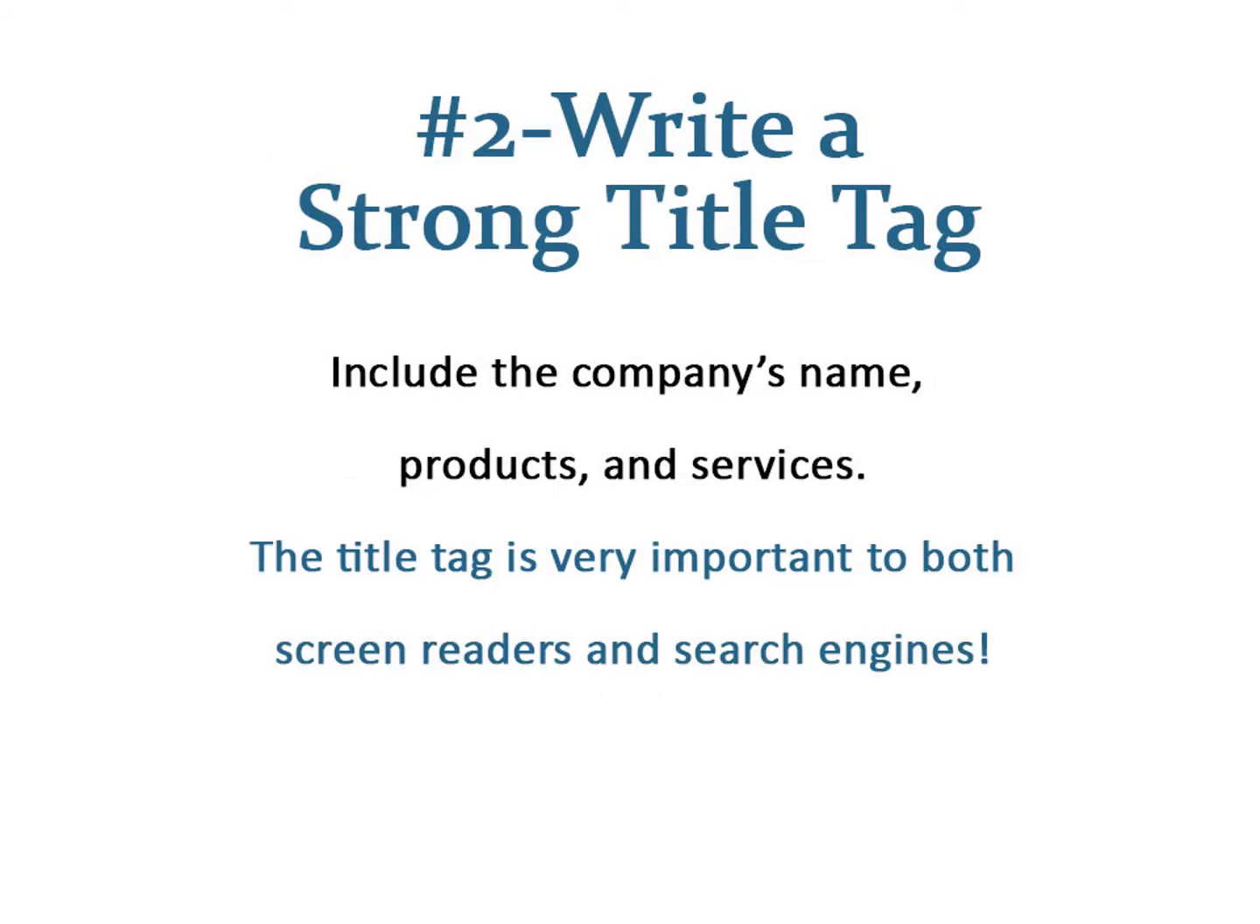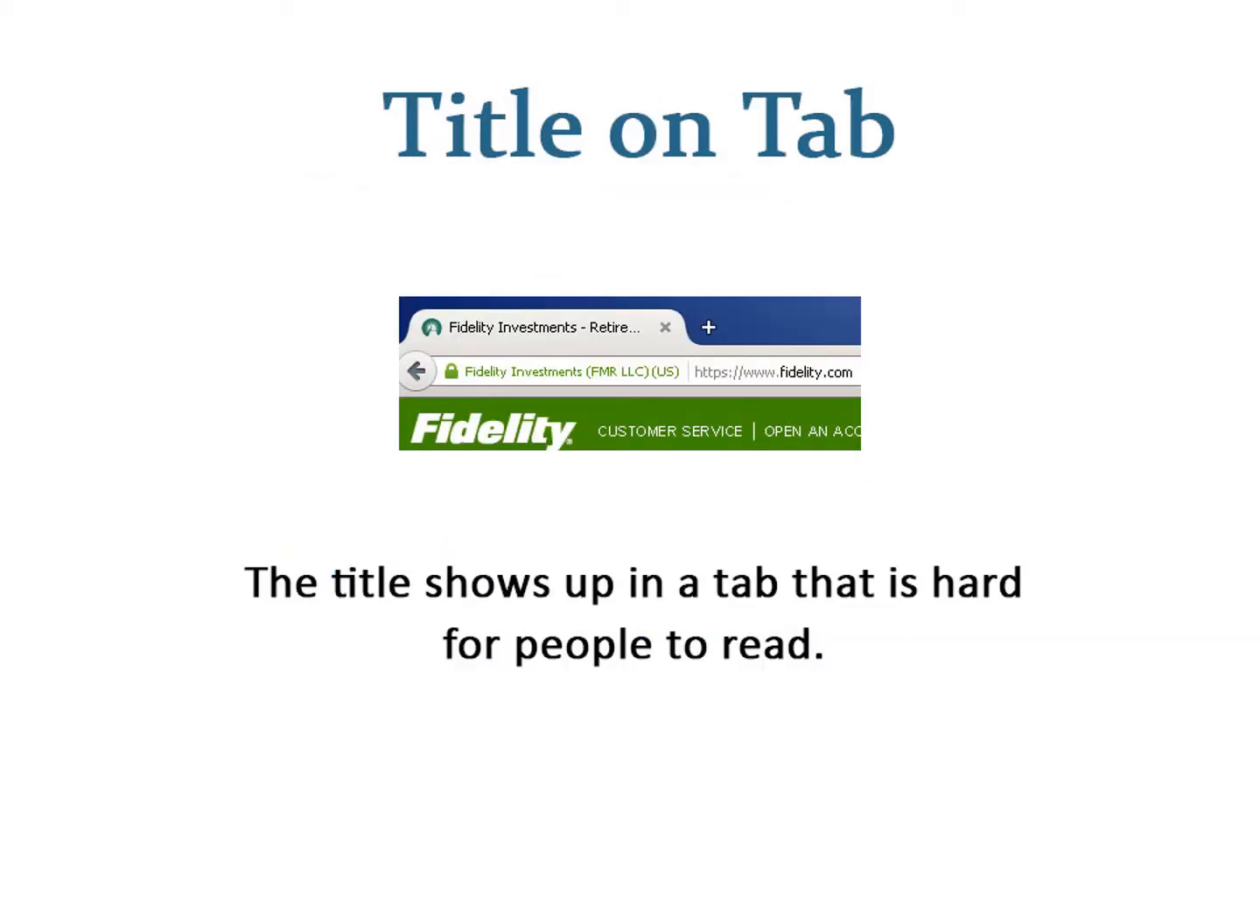Number 2, write a strong title tag. Include the company's name, products, and services. The title tag is very important to both screen readers and search engines. This is a visual of a title on a tab. The title shows up in a tab that is hard for people to read.